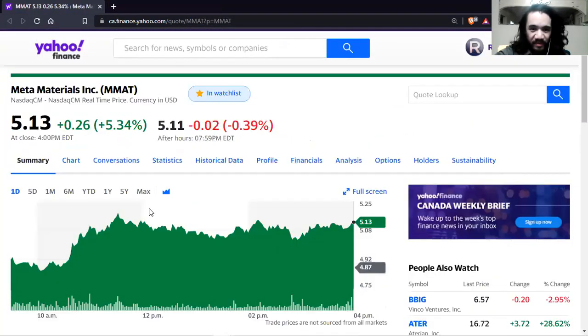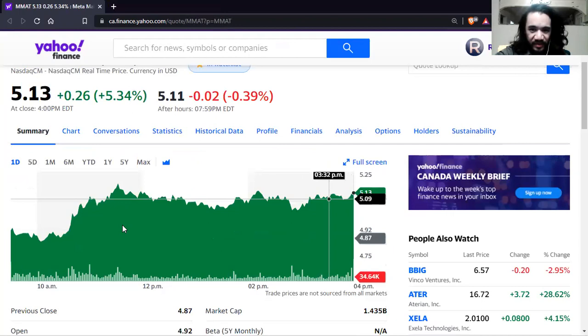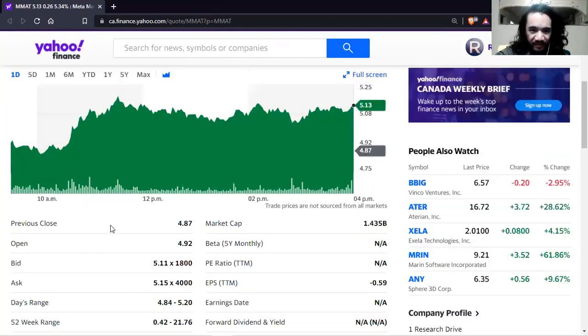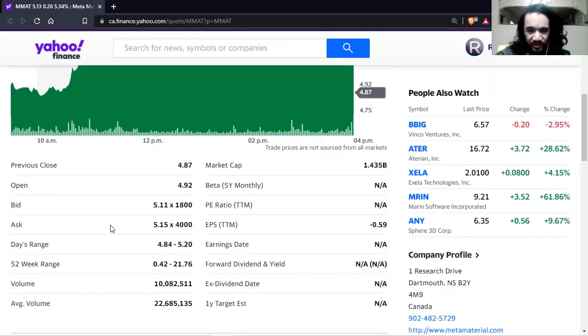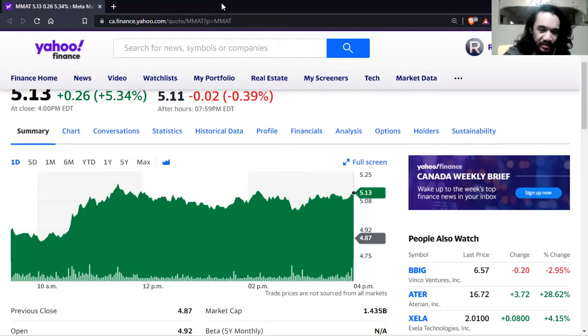Meta Materials was up today and they finished on the up. They started and opened at 4.84, as low as 4.84, and were as high as 5.20. Volume was just under half at 10 million. And that's all for them. So let's look next at Reddit.